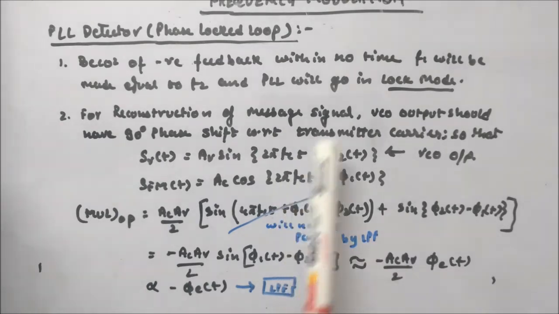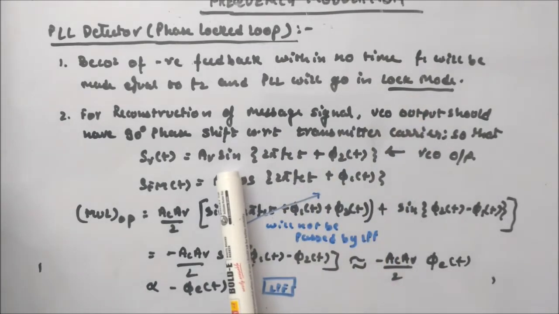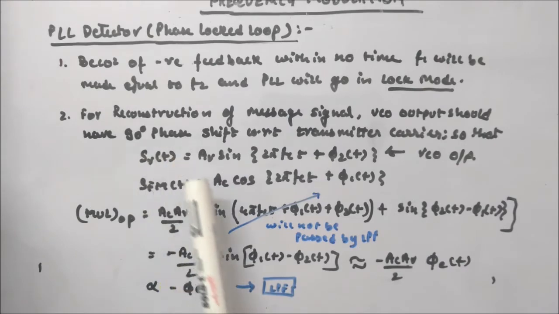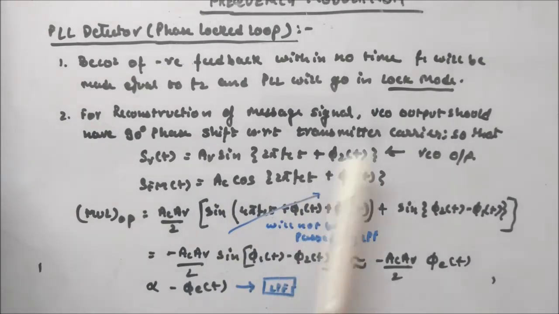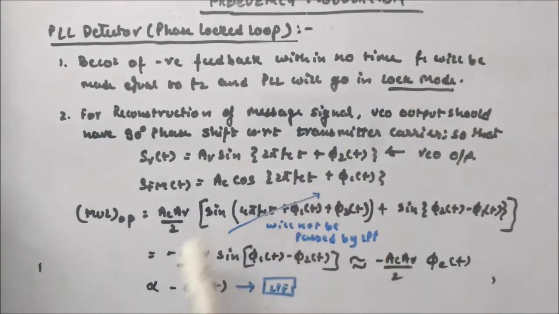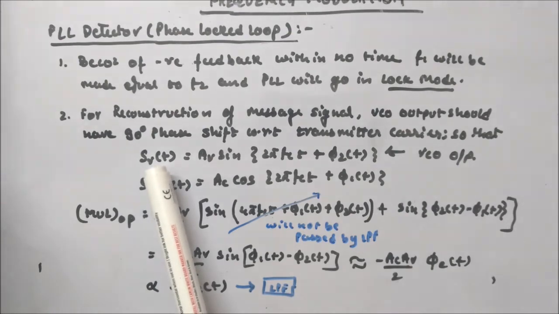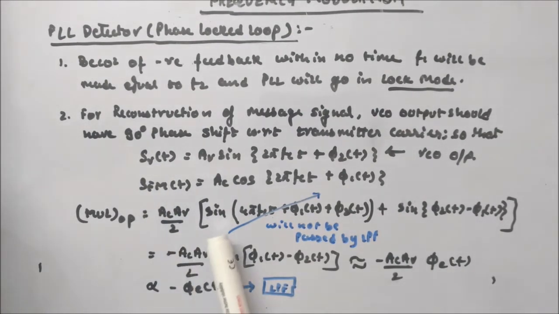FC, you can see, because of the lock mode, sine is because of the 90-degree phase shift, and AV is the same, phi 2 is the same, and your FM(t) is AC cos(2 pi FC t + phi 1(t)). Phi 1 and AC are the same, and the frequency, because of lock mode, is FC. Okay, now the multiplier output will be the multiplication of these two signals, which is AC into AV divided by 2 into sine(4 pi FC t + phi 1(t) + phi 2(t)) plus sine(phi 2(t) minus phi 1(t)).